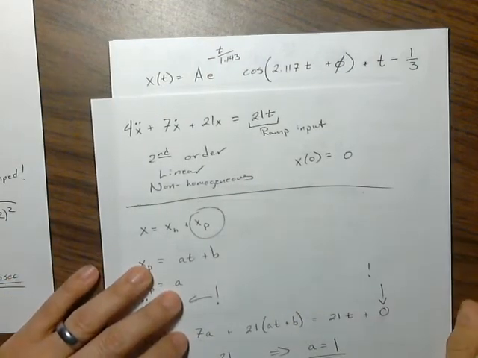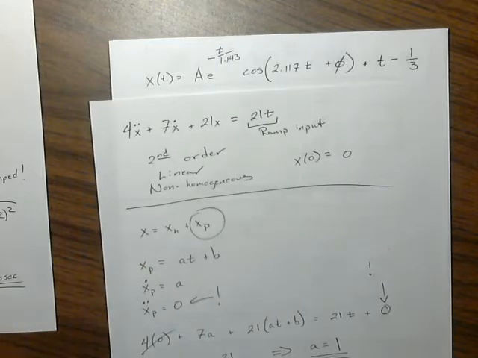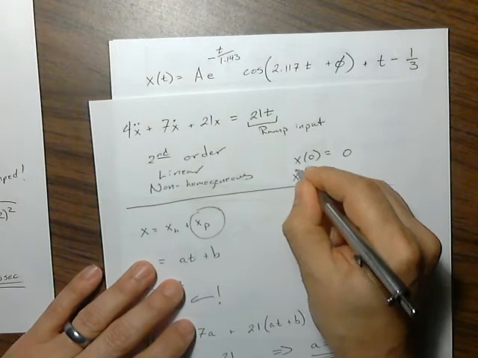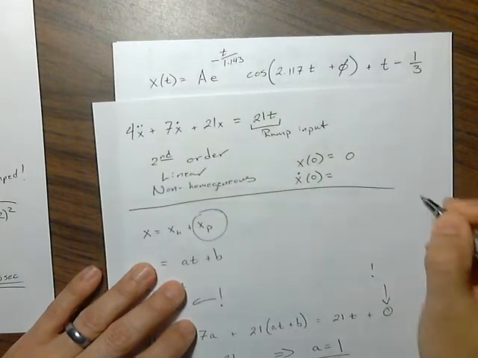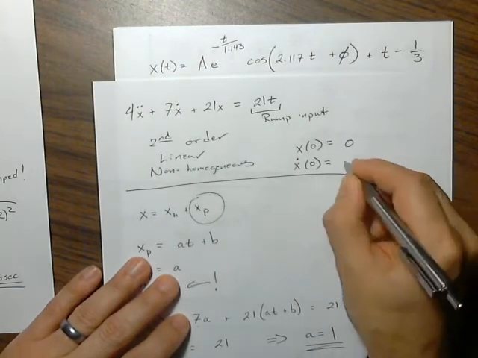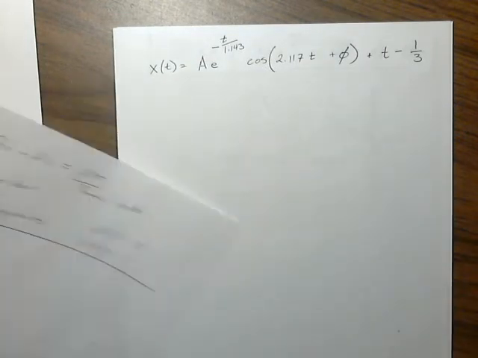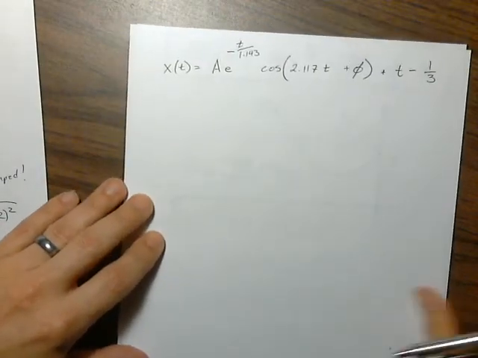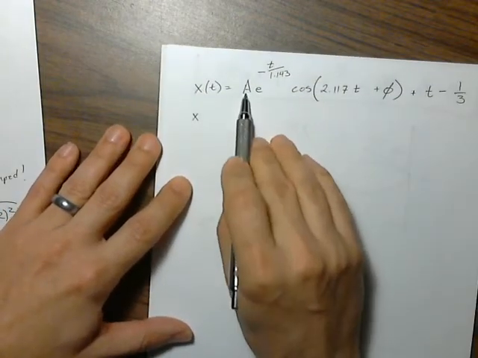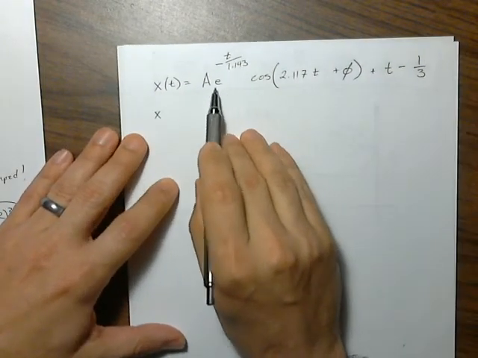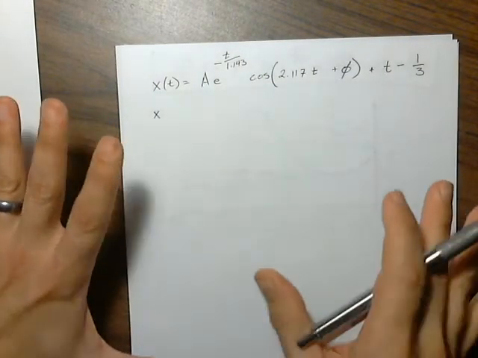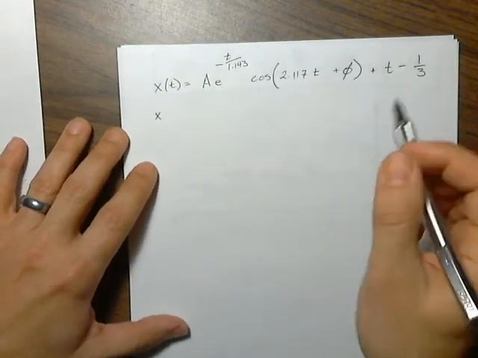Is that enough information? No, it's not enough information. For a second order system, you need 2 initial conditions. So let's say that there's some initial velocity. I don't know, 1. Why not? So let's say it's got some initial velocity. Okay, so let's evaluate this. We are going to use the 2 initial conditions as constraints that tell us A and phi, the amplitude and the phase of the homogeneous response.